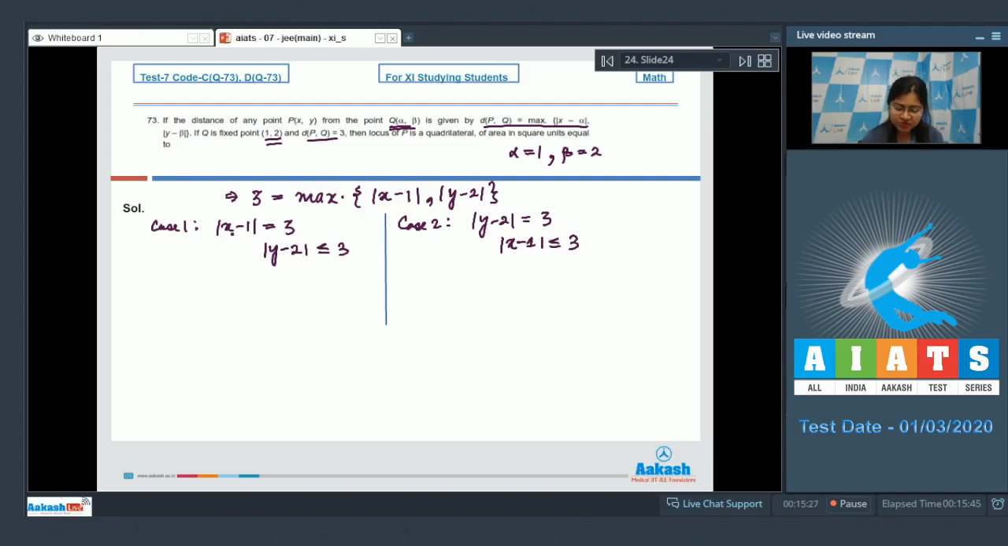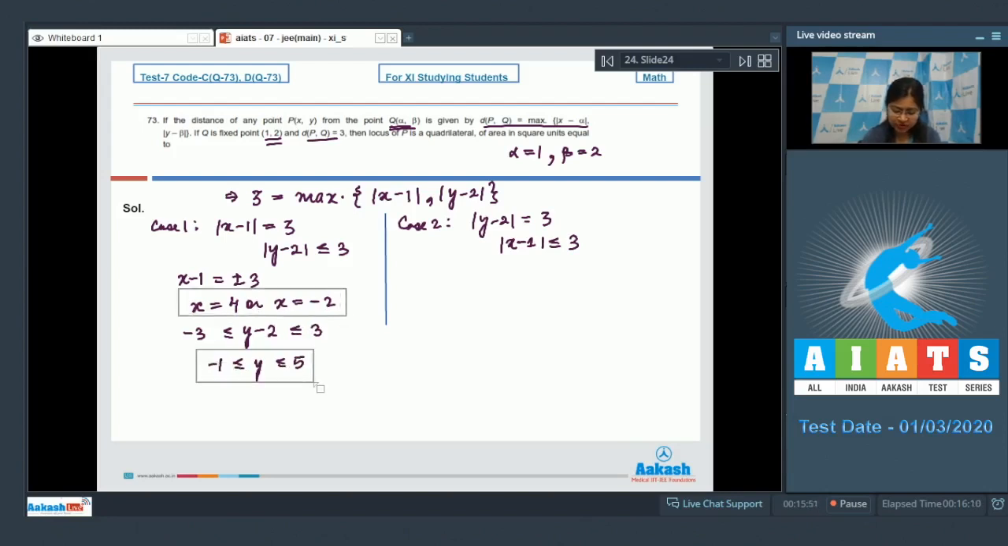Now mod x minus 1 equal to 3, it means x minus 1 is equal to plus minus 3, that is x is equal to 4 or x is equal to minus 2. And from the second equation we get y minus 2 will belong from minus 3 to 3. So y will belong from minus 1 to 5, right? So we have these two solutions from here.